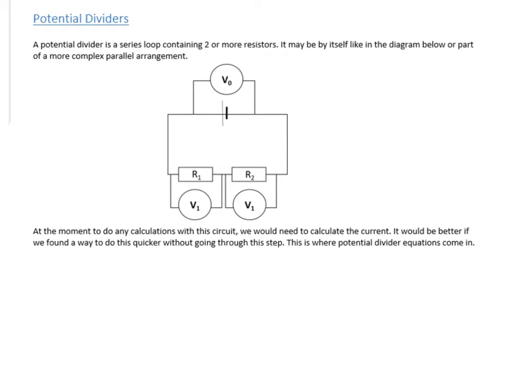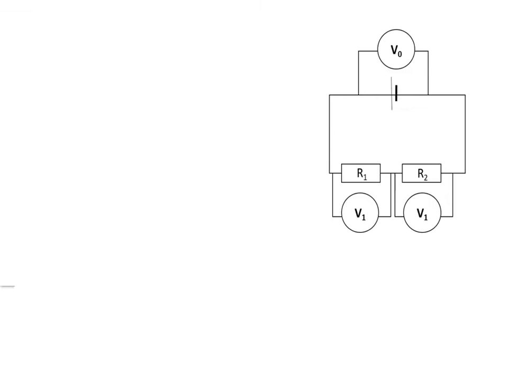But what if we want to do it faster than that? Say if we wanted to work out what V1 is, what we'd have to do is calculate the current, and then we'd use the current and the resistance to calculate V1. What if we want a way to skip knowing the current and do this faster? Faster is usually better, so let's have a crack.